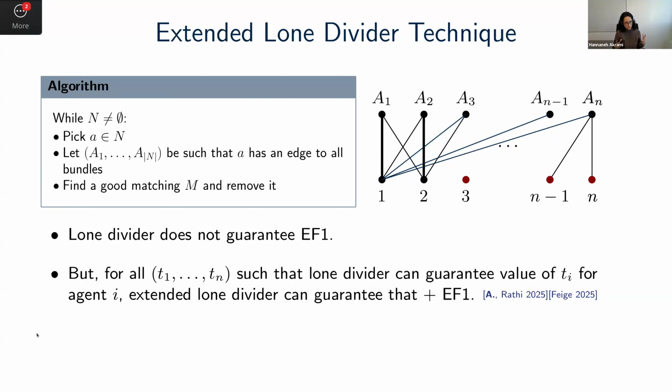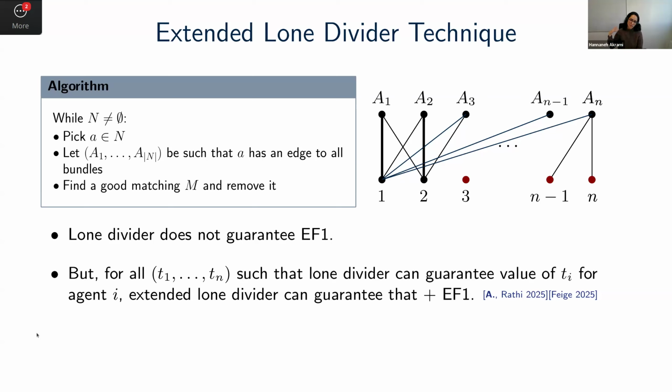But there exists an extension of this algorithm, which I will not explain. We will just use it as a black box, which does the following. So basically, we know that if we can guarantee certain thresholds T1 up to Tn, these are the values that we can guarantee for agents 1 to n, using this lone divider technique.